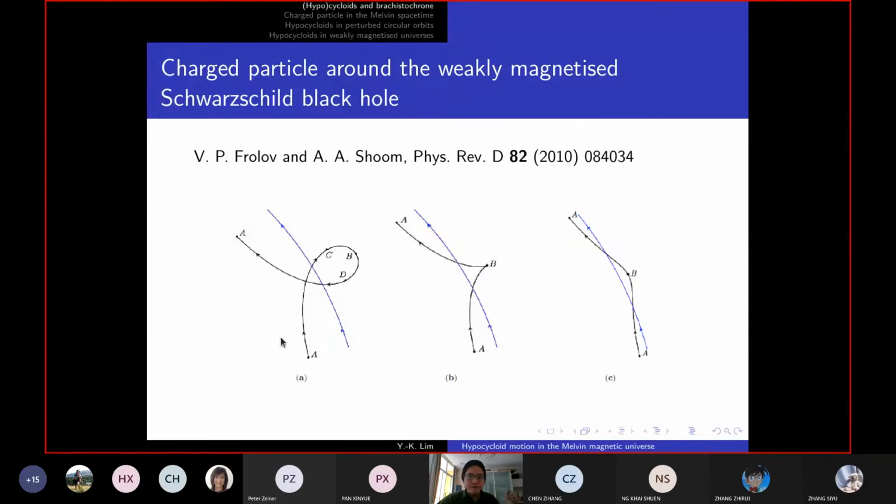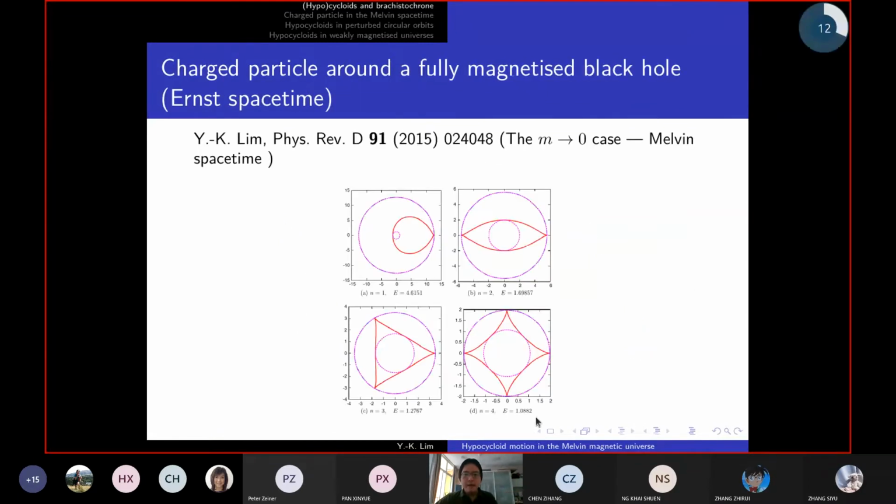According to a paper by Frolov and Shoom, they have solved this situation. They can encounter different cases. The case that we are focusing on in today's talk is the one with sharp corners. It's this one in particular. This was Frolov and Shoom in 2010, around a weakly magnetized black hole. The one I was mentioning, I read John Baez's Twitter, and it reminded me of something from when I was working on this paper.